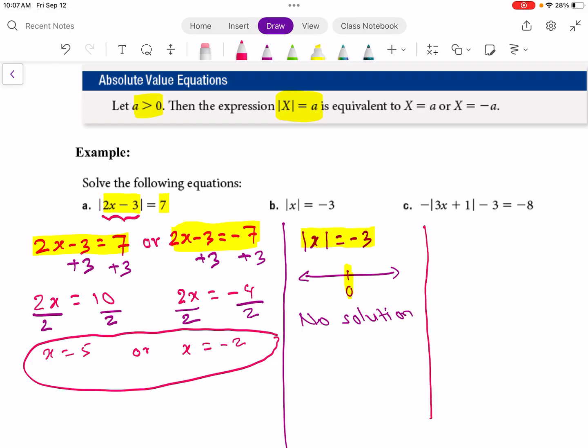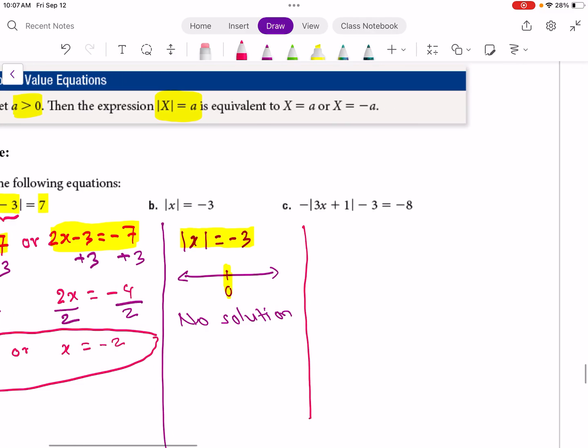So if you have absolute value of any expression equals to a negative number, it's always no solution. Okay, now let's go to part C.